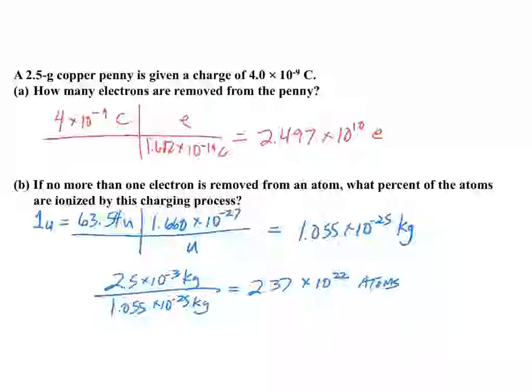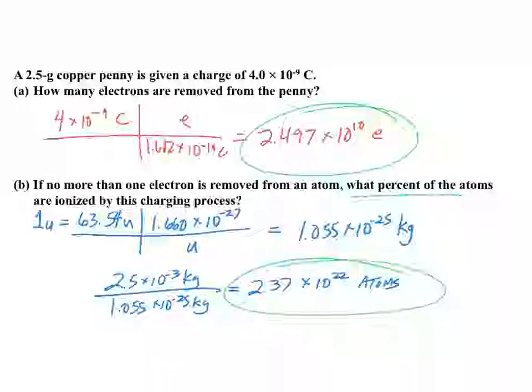And then I think we want to know the percentage, what percent. There we go. So we're going to take our 2.497 times 10 to the 10th electrons and this number of atoms and divide them. So 2.497 times 10 to the 10th electrons per the number of atoms.